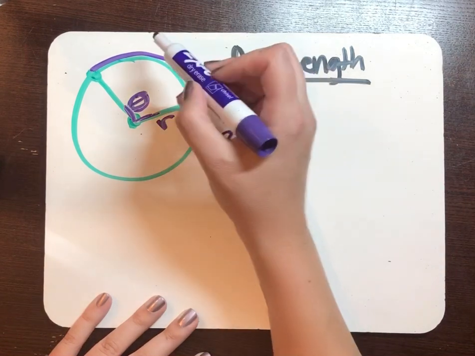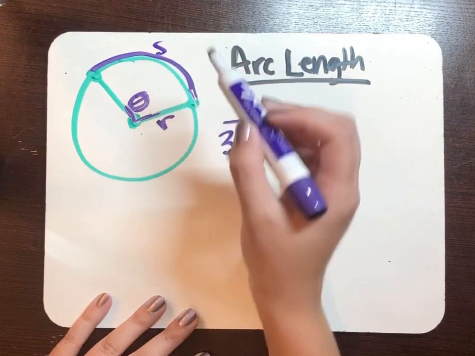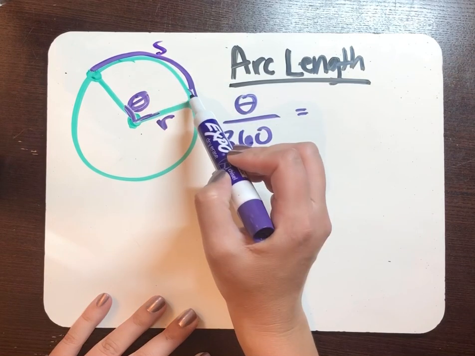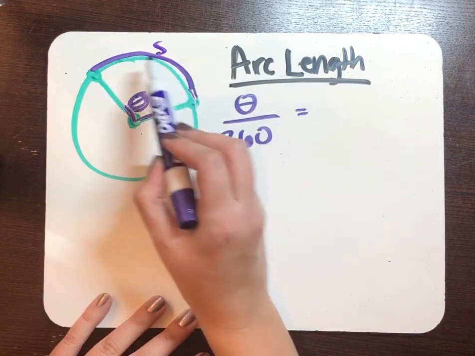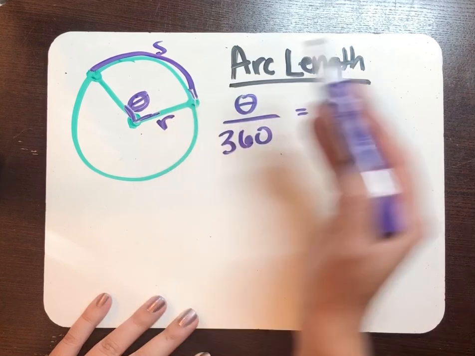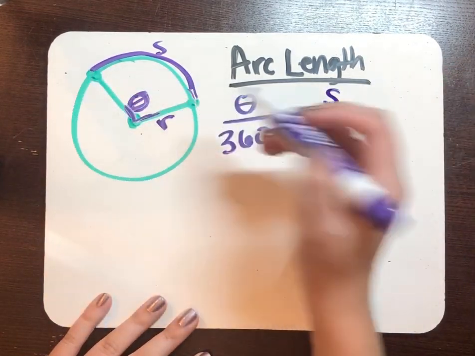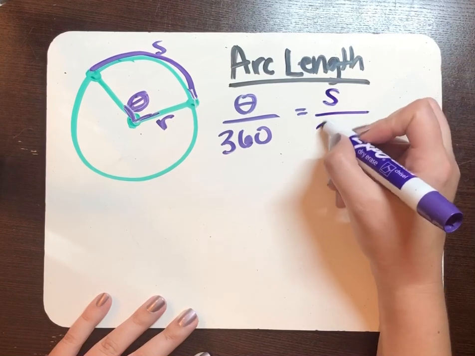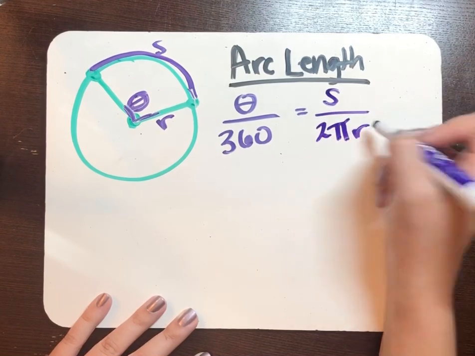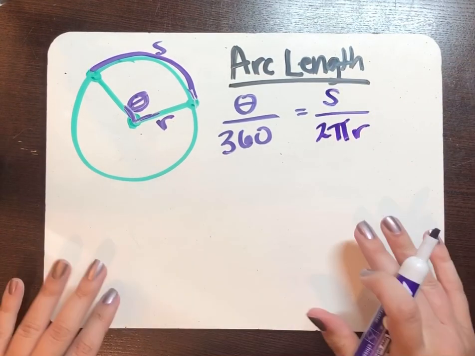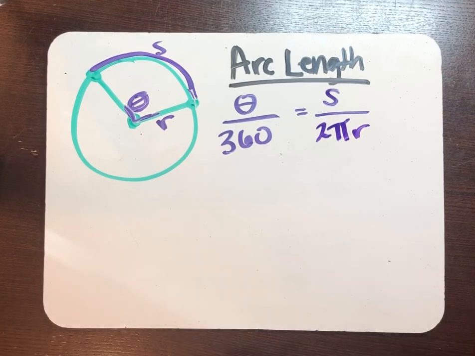The other side is going to be the arc length. For some reason, S is used as the variable or the letter to represent the arc length. So that's the part that we're interested in. And then all the way around the circle would be the circumference, which we know from last week is 2 pi r. So this is the general formula for determining the length of an arc of a circle.